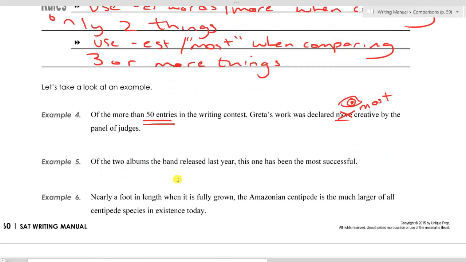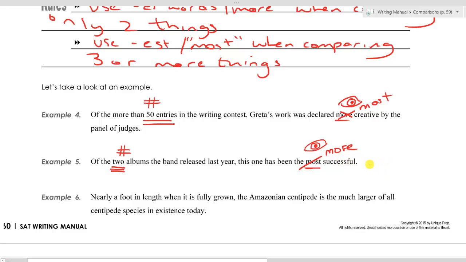Number 5: of the 2 albums the band released last year, this one has been the most successful. Well, again, here's our tip-off clue right here. We have an EST word, or in this case, most. We need to make sure that the comparison is being made between three or more people or things. However, right here is the number in the sentence. Only 2 things are being compared. We do not use EST or most. When 2 things are being compared, we use ER words, or in this case, more. So of the 2 albums the band released last year, this one has been the more successful.